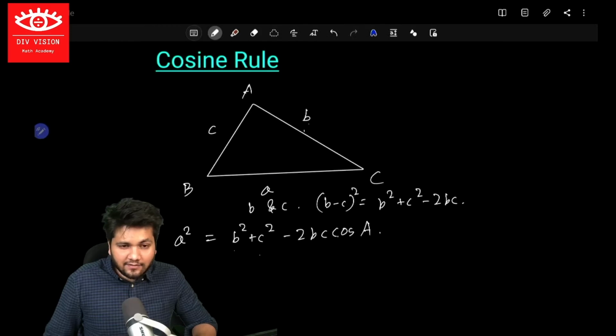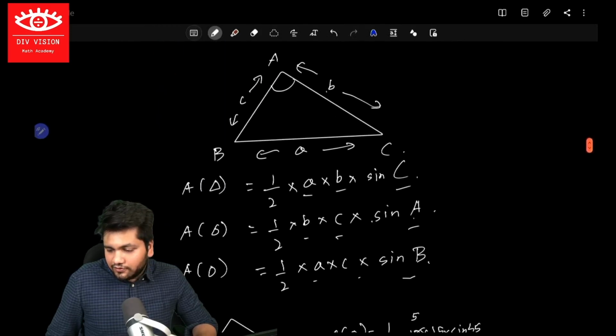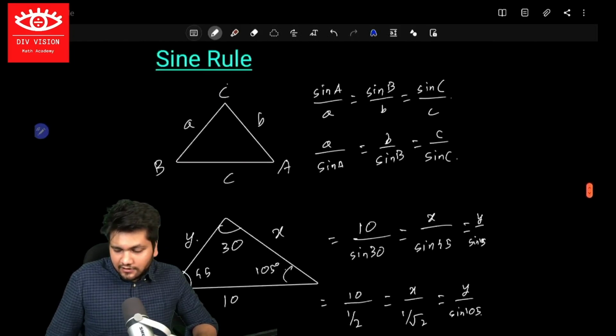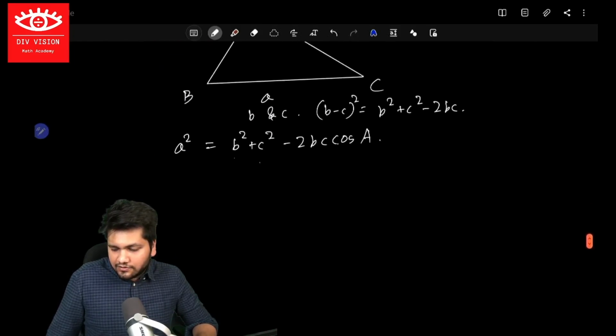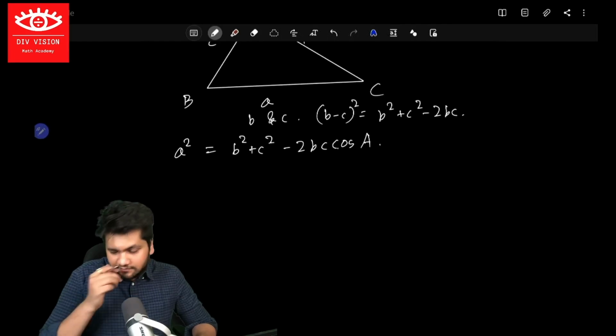Now, again, let's get back to that thing. Remember, area of triangle. I've told you we have to give importance to each and everything. So we give importance to A, B, and C, all the three things. So here also we will give importance to all the three things. That's why B, C, and then A also. Again, there is no logic behind it.